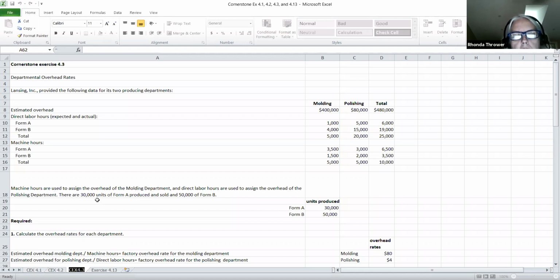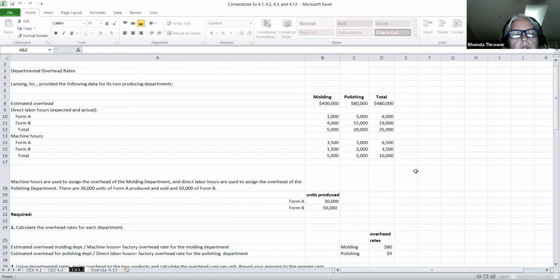There are 30,000 units of Form A that are going to be produced during this period of time and sold during this period of time. And there are 50,000 units of Form B that are going to be produced and sold during this time. So I've restated that down here so we could make our calculations a little bit clearer for you.